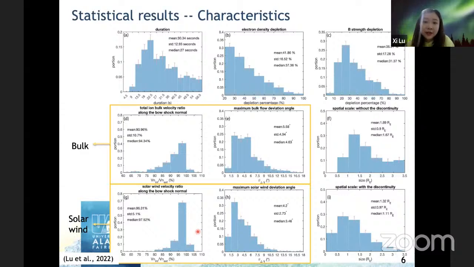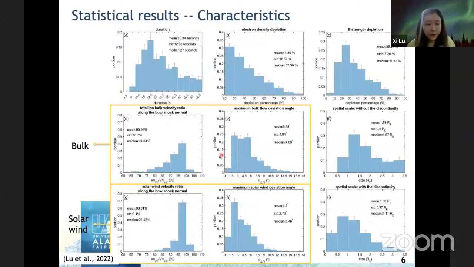And here are the characteristics of density holes. These nine plots show portions of events as a function of each parameter. The mean duration is close to 30 seconds. Mean electron density depletion is roughly 42%. Mean magnetic field strength depletion is near 35%.